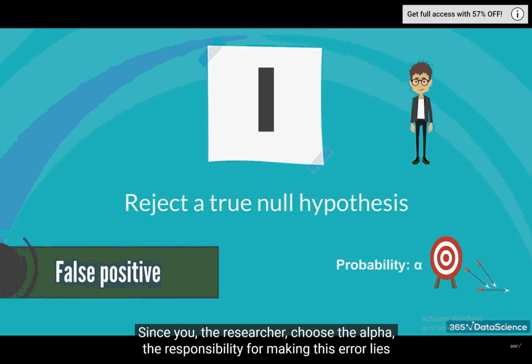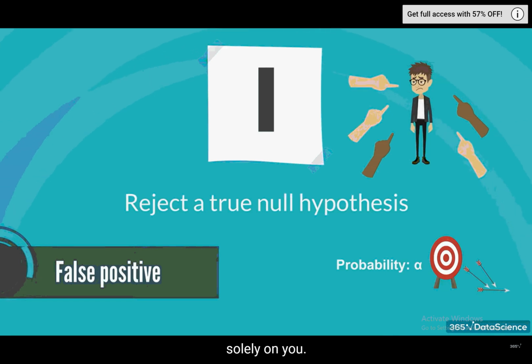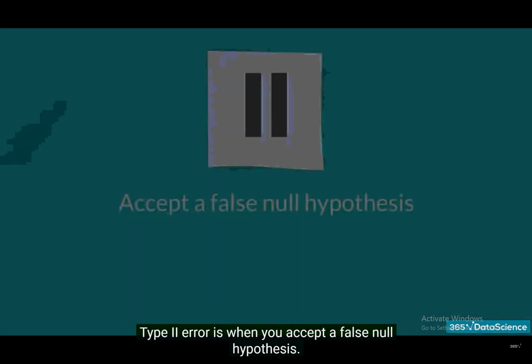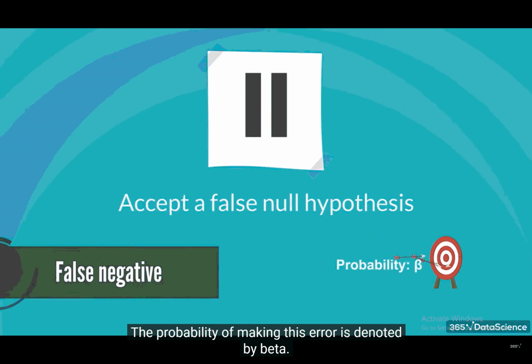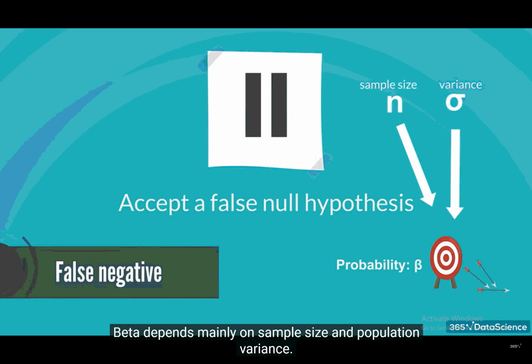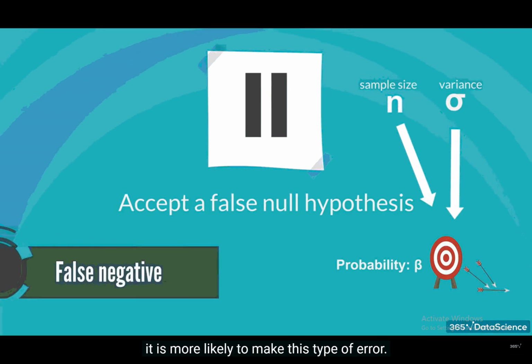Since you, the researcher, choose the alpha, the responsibility for making this error lies solely on you. Type 2 error is when you accept a false null hypothesis. The probability of making this error is denoted by beta. Beta depends mainly on sample size and population variance. So if your topic is difficult to test due to hard sampling or has high variability, it is more likely to make this type of error.